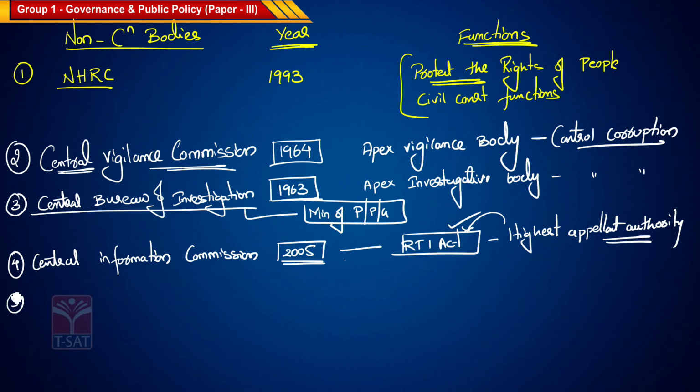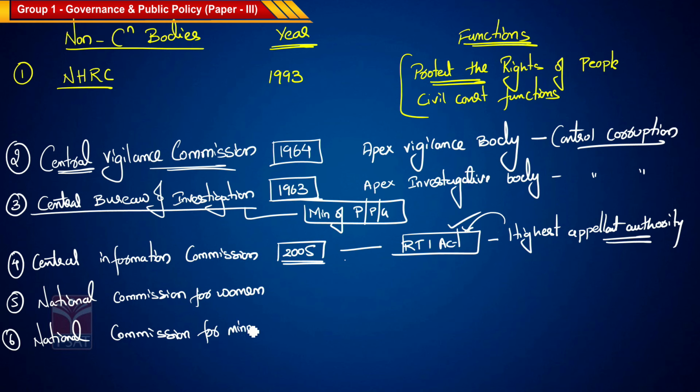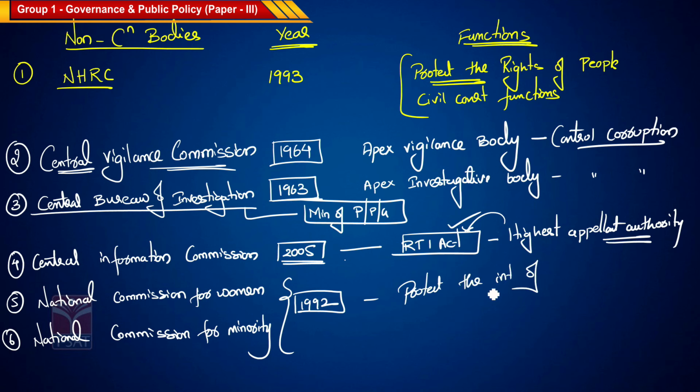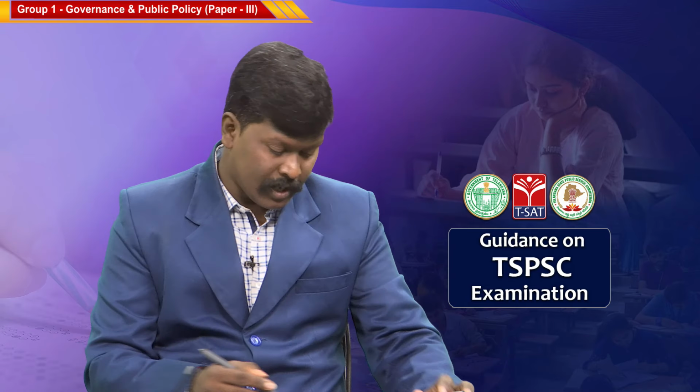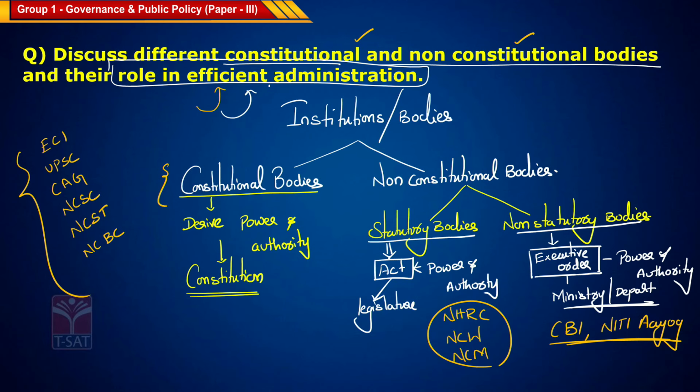Okay. Fifth one, National Commission for Women, National Commission for Minorities. Both were formed in the year 1992. Why? To protect the interest of women and minorities. So, this is your constitutional and non-constitutional bodies, their functions and when they were established. This is why they are prevalent in effective administration. Let us go to the next question.